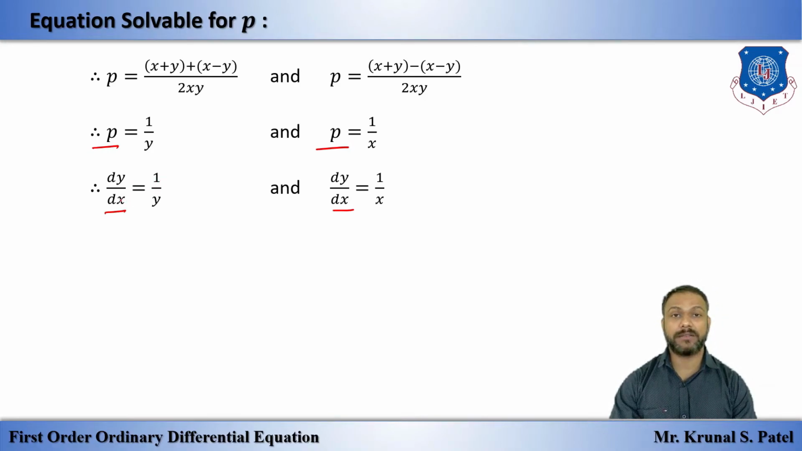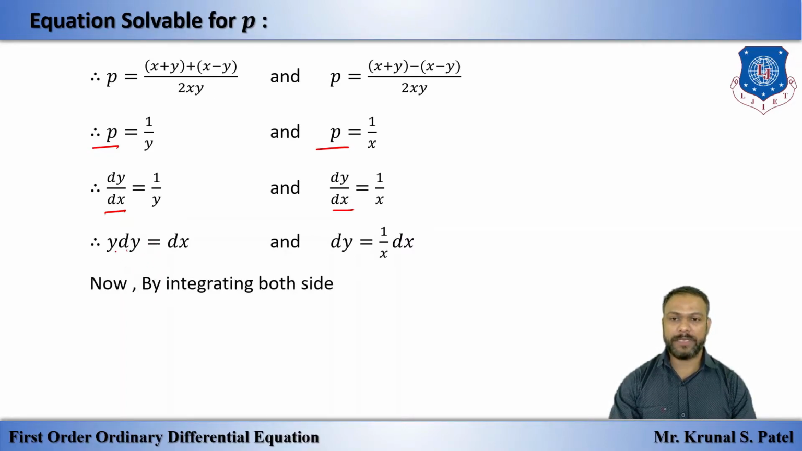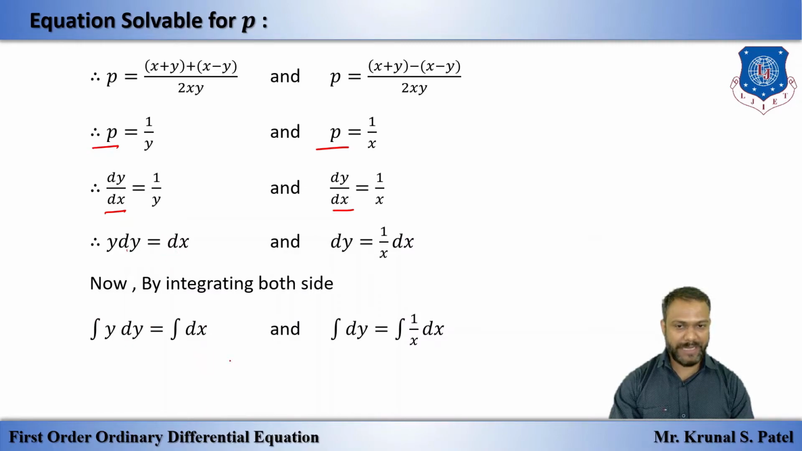So we can separate the variables here. So y goes here and dx goes here. So here y dy is equal to dx. Similarly, dx here. So this is the variable separable. Now after variable separable, we will just integrate both sides. So integration of y is y squared by 2 and integration of dx will be x. Here y and log x. So this is the final solution.